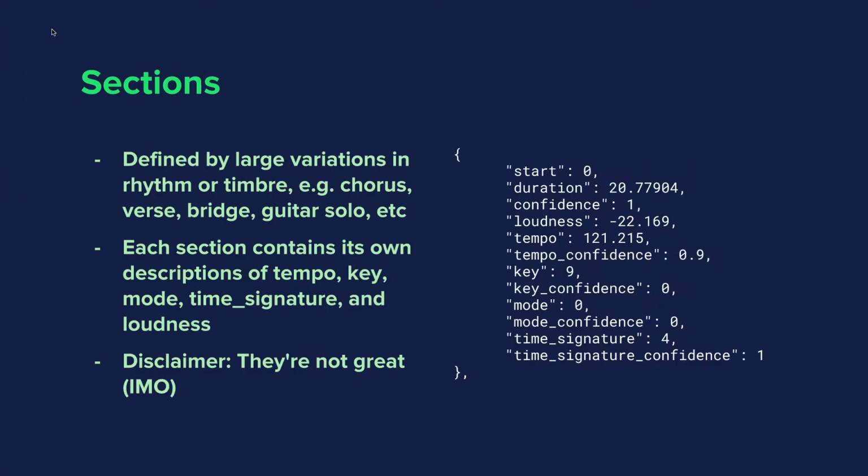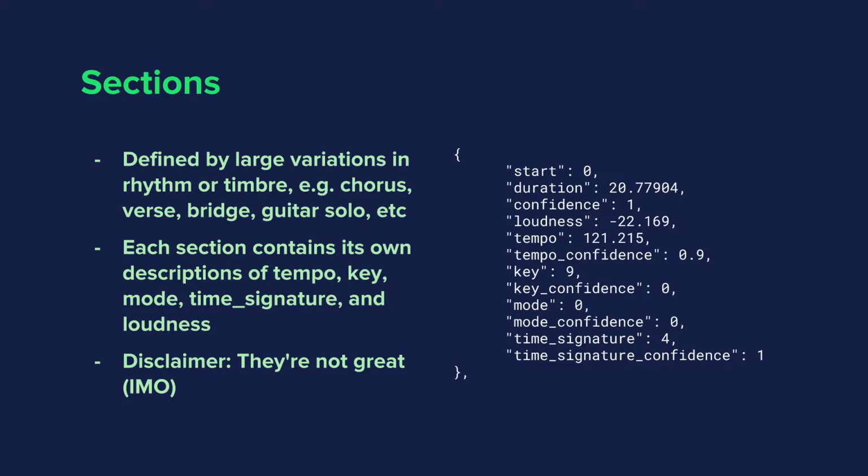So then we get into sections, which are kind of accumulations of bars and measures and stuff like that. But we define a section by large variations in rhythm or timbre, and you might define a section as a chorus or a verse or a bridge or a guitar solo, something that sounds drastically different from what was previously playing, right? So from chorus to verse, generally there's going to be some difference. So we try to predict what this looks like, so you can break down a song that way.